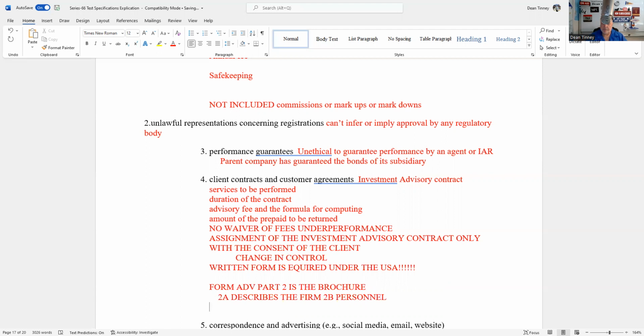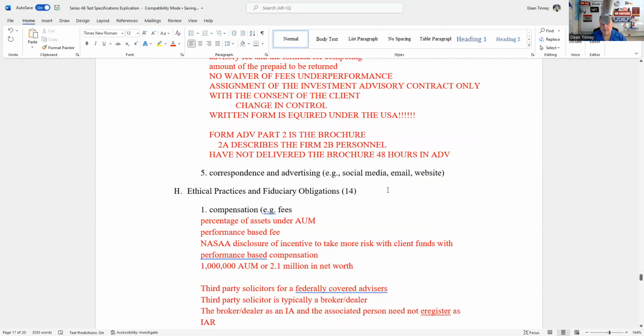Jones and I haven't given him the brochure 48 hours in advance. I have not delivered the brochure 48 hours in advance. And he says, hey, let's get busy on this thing. Let's get busy on this and managing the money. And he's trying to read this thing. And he says, Dean, I can say he's struggling a little bit with that.